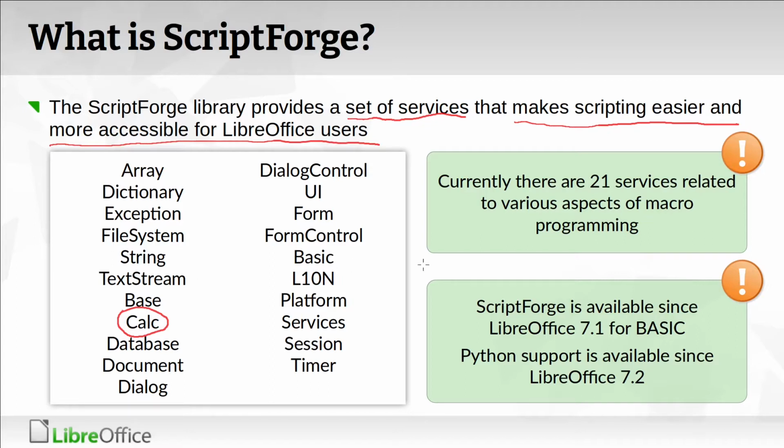This means that the 21 services currently available in ScriptForge cover not only Calc but also many other aspects of macro writing. I'd like to highlight that ScriptForge is available since LibreOffice 7.1 but only with basic support, and since LibreOffice 7.2 we have Python support. So this means that if you want to run any of the examples that I show here, you need at least LibreOffice 7.2.